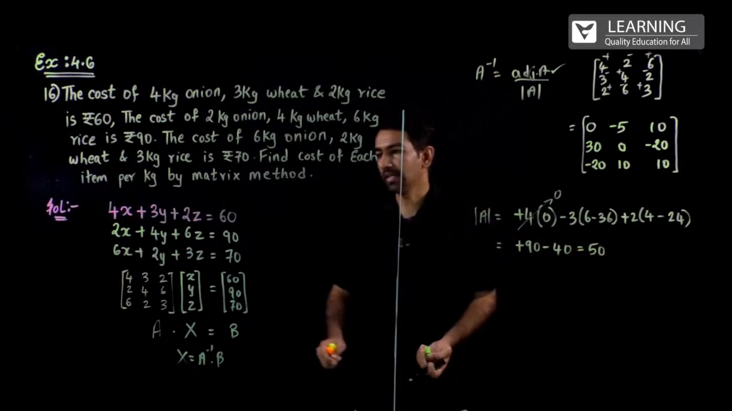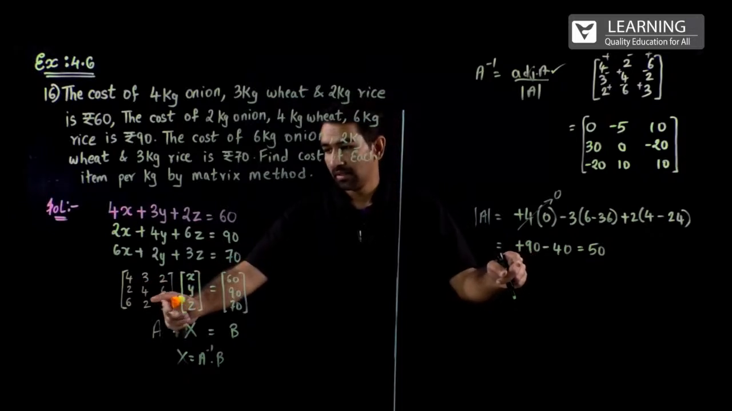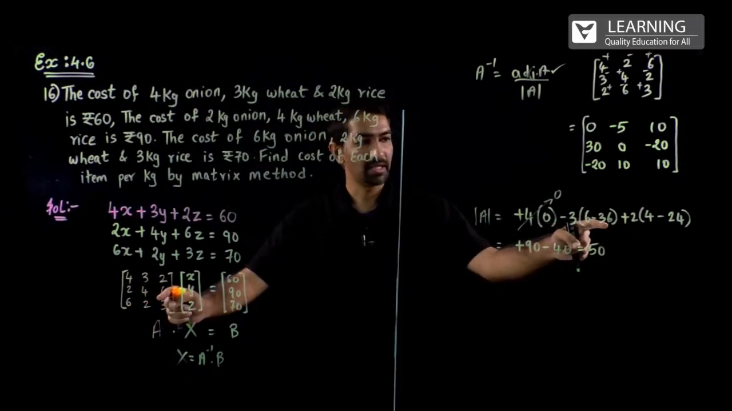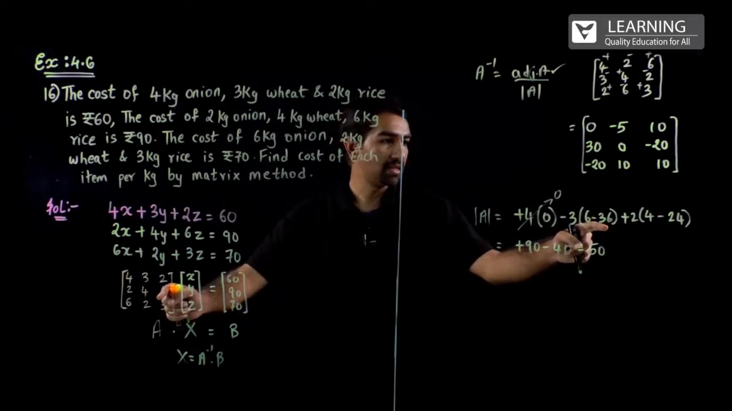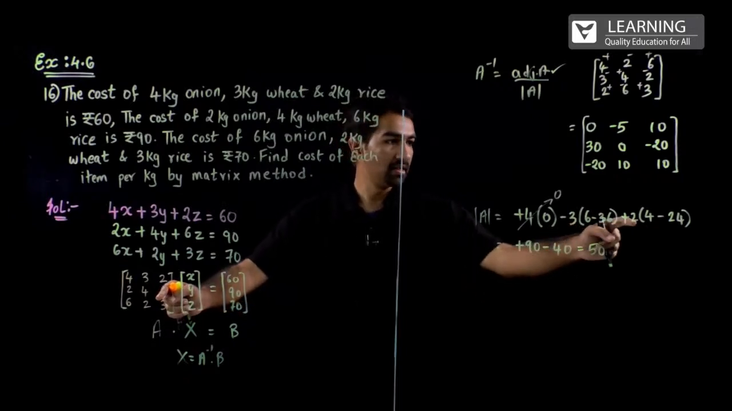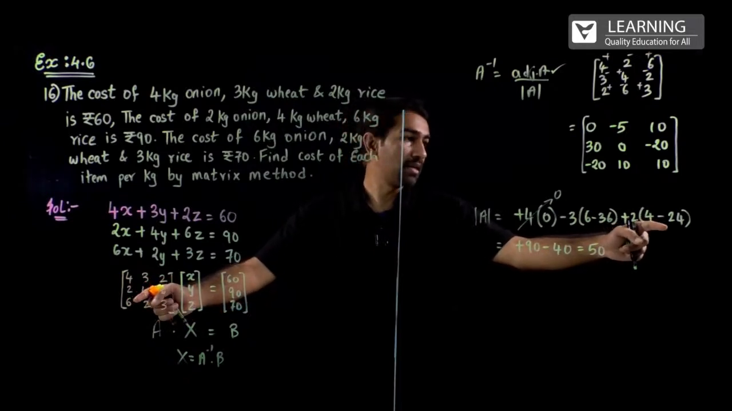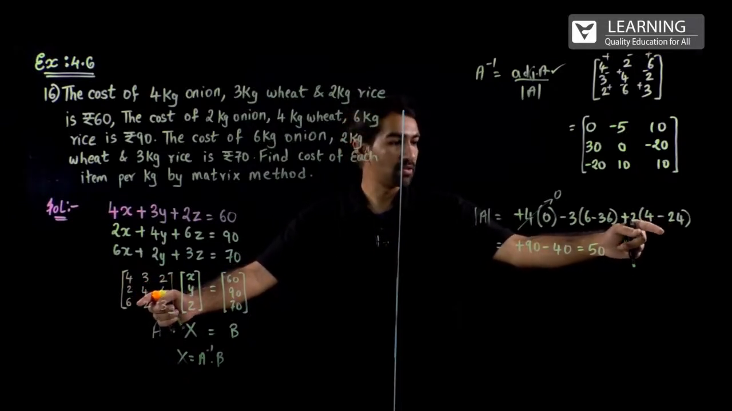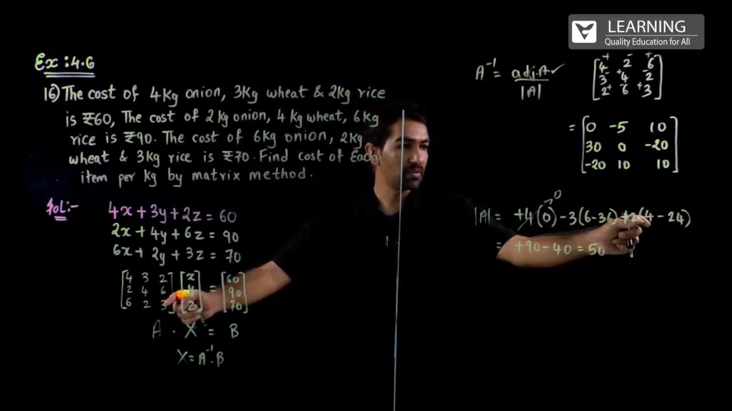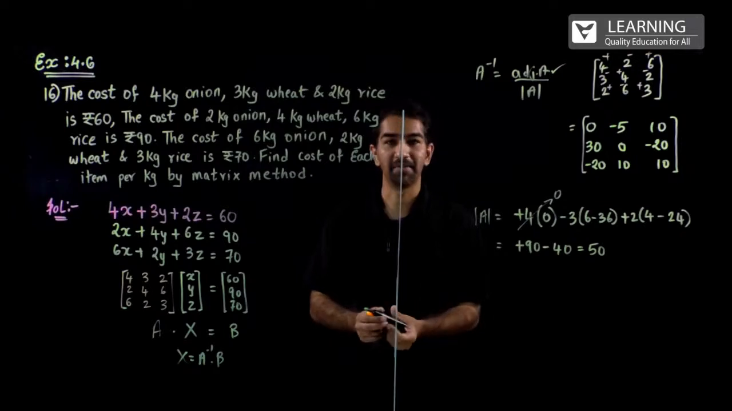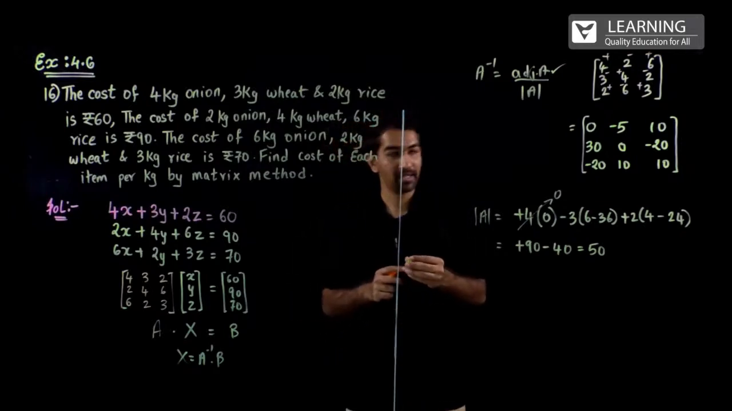So recheck this once again. 12 minus 12, 0. 3 2s are 6 into 6. 6 into 6 is 36. 6 minus 36 is minus 30. Minus 30 into 3 is minus 90 plus 2. This is becoming 4 minus 24. So 4 minus 24 is minus 20. Minus 20 into plus 2 is minus 40. So 90 minus 40 is 50. So this is our determinant of A.